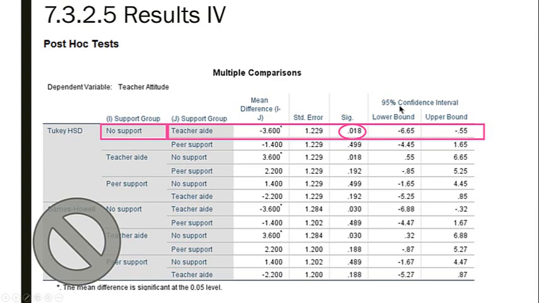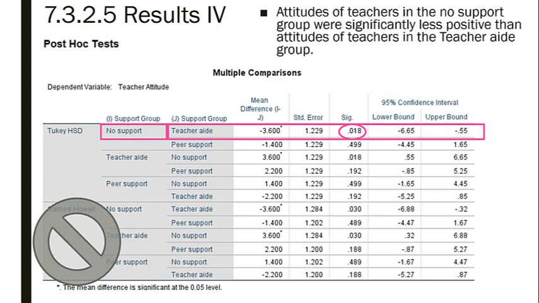Another way we can tell is that the 95% confidence interval, this is using the t-distribution instead of a normal distribution. All of those numbers are negative, so they don't include 0, which tells us that the attitudes for the no support group were significantly less positive than the attitudes of the teacher aid group. Attitudes of teachers in the no support group were significantly less positive than attitudes of teachers in the teacher aid group.